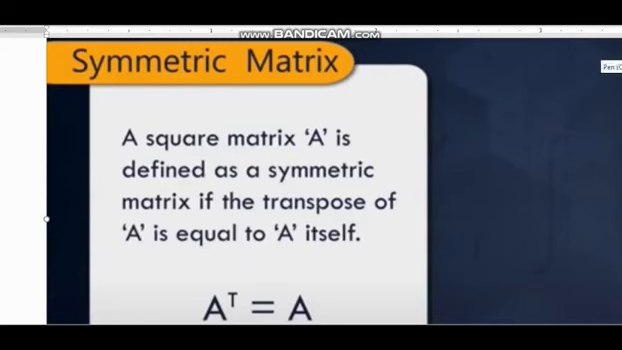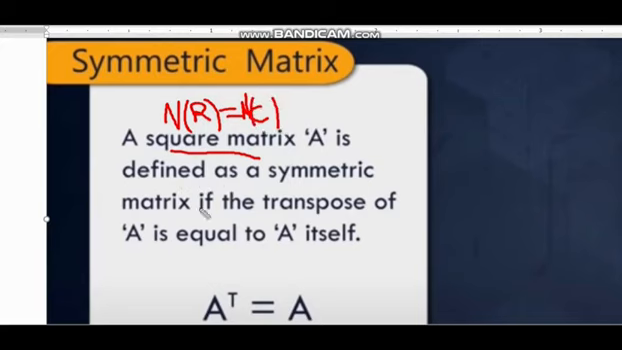For a symmetric matrix, you have to take only the square matrix. So, you know what is a square matrix? In a square matrix, the number of rows and the number of columns should be equal. This is the square matrix. So, the first condition for defining a symmetric matrix is you have to take a square matrix. Number of columns and the number of rows are equal.